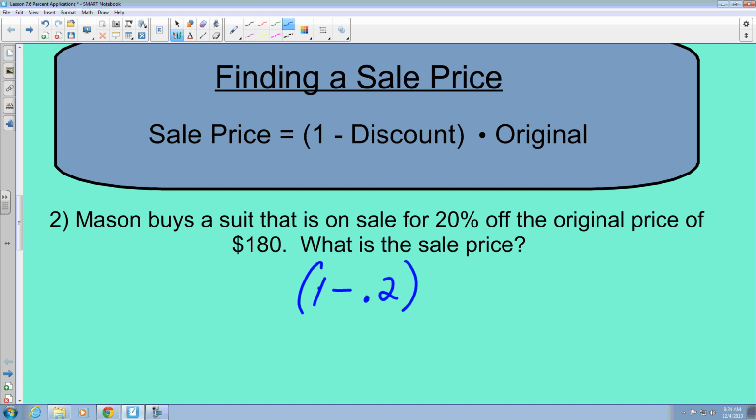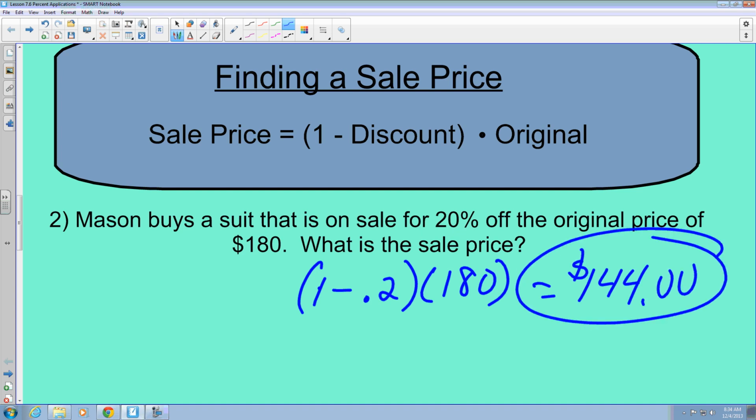Again, we're going to take 1 minus 0.2, which is the decimal equivalent to 20%, and then that gets multiplied by the original, which is $180. So 1 minus 0.2 gives me 0.8. Multiply that by 180, and that gives me $144. Okay?